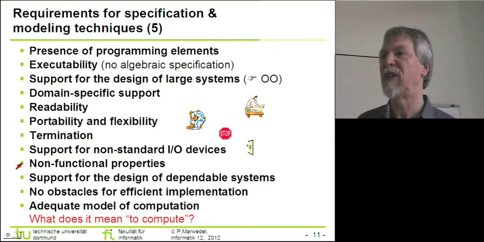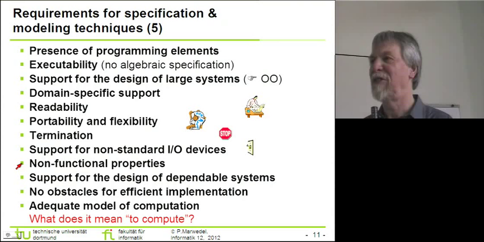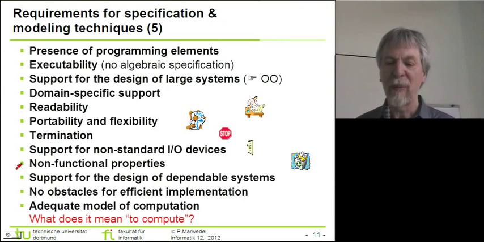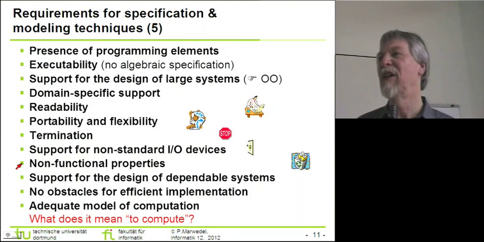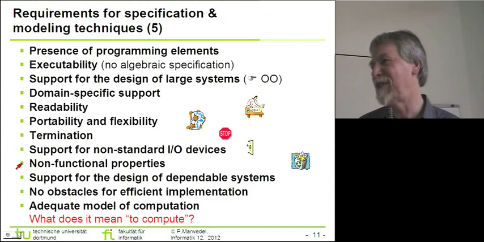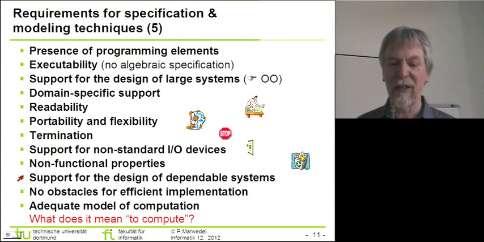And the list of requirements gets longer and longer. The next entry in this list demonstrates that there is hardly any hope to get specification techniques that are really perfect, because we would like to also specify non-functional properties like dependability, user-friendliness, and I think you can imagine it's very difficult to formally specify user-friendliness. We would like to support the design of dependable systems, which again is very difficult. We know that we are going for efficient implementations, and we would not like to have any obstacles there.